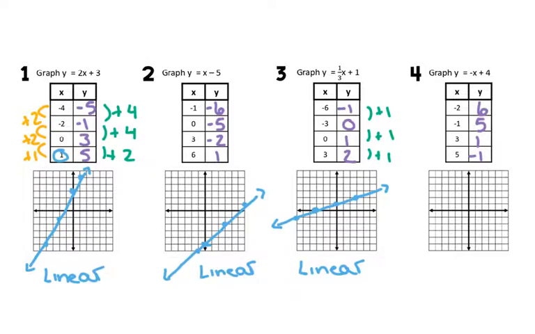So -2 to 6, -1 to 5, 3, 1, and then 5, -1. But it does form a straight line, so therefore it is linear. We should have also recognized that all of these were in the form of y equals mx plus b. Okay, so therefore they're also linear that way as well.